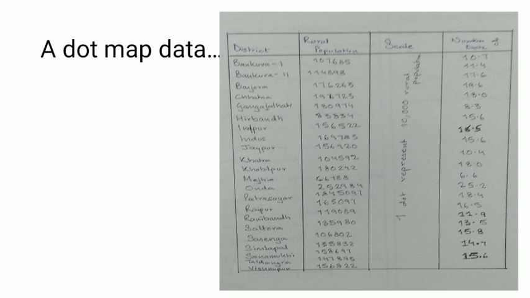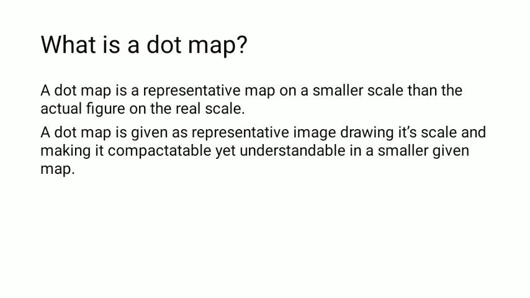So that's the only thing that the dot map explains. It's not very difficult, it's not too hard, it's not rocket science. You have data, and then you are changing that data into dots and you are making those dots on the map.